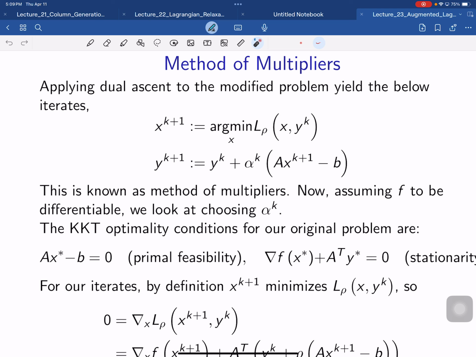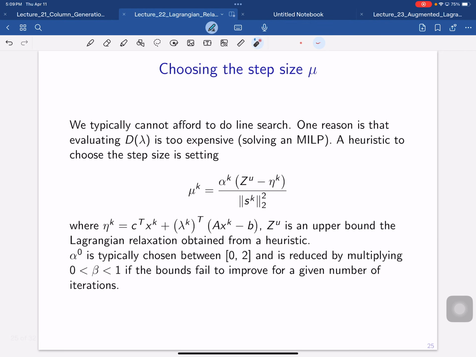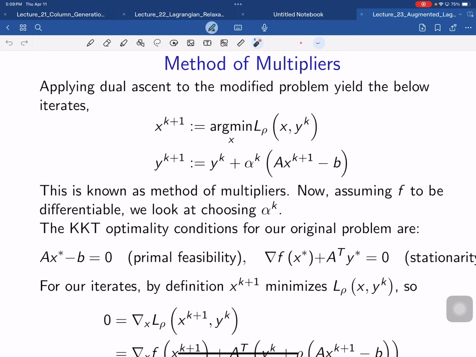Remember that in the previous lecture when we talked about subgradient methods, we were talking about heuristics for choosing the step size mu. Here we have a more rigorous way of choosing the step size mu because in this lecture we assume the function is differentiable and the problem is convex. So we will show a more rigorous way of choosing the step size. Here's the intuition. Since we know this is a convex problem, then the KKT condition would be necessary and sufficient.